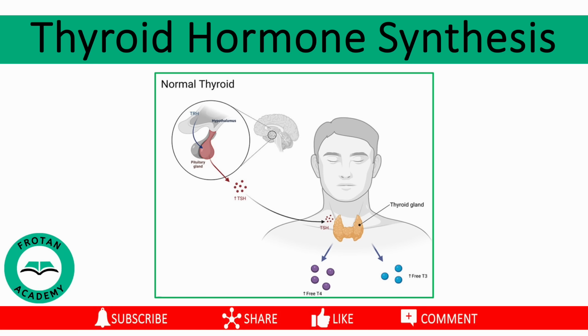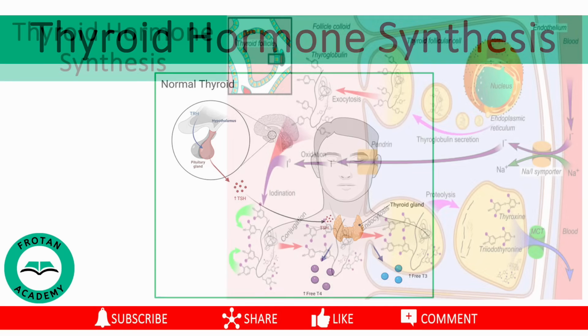Synthesis of the thyroid hormones is initiated by the release of thyrotropin-releasing hormone or TRH from the hypothalamus, resulting in the stimulation of the anterior pituitary gland to secrete thyroid-stimulating hormone or TSH. TSH then binds to its receptors on the thyroid gland and stimulates the secretion of primarily thyroxine or T4 but also triiodothyronine or T3 to a lesser extent.